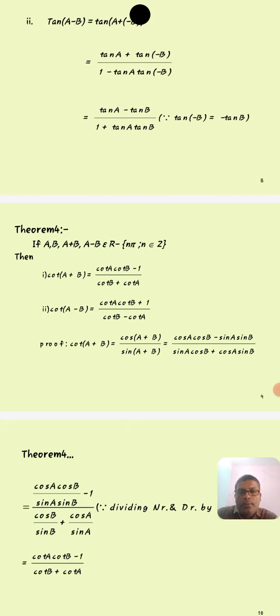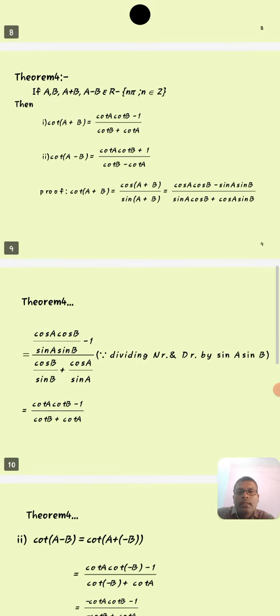Now we are following the proof same as the above theorems. Cot of a plus b, how to write the cot? Cos by sin. So cot of a plus b is equal to cos of a plus b divided by sin of a plus b. We know the cos of a plus b formula. What is the formula of cos of a plus b? Cos a cos b minus sin a sin b divided by the formula of sin of a plus b, which is sin a cos b plus cos a sin b.